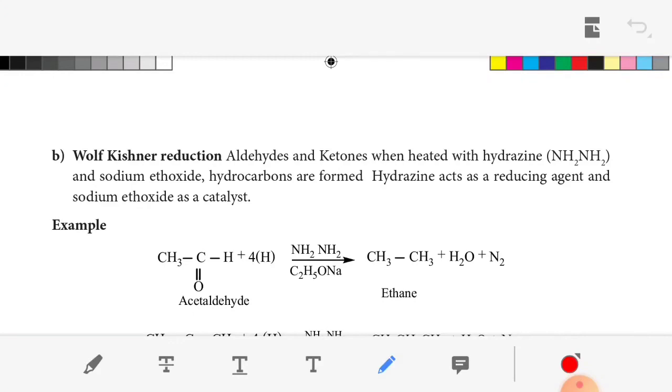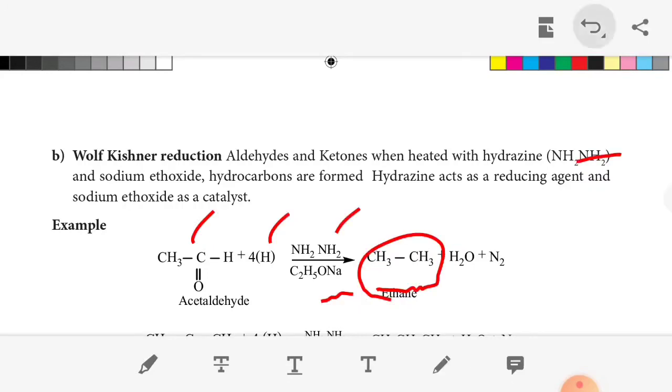In the Wolff-Kishner reduction, aldehyde and ketone react with hydrazine and sodium ethoxide. What is the formula of sodium ethoxide? C2H5ONa. Hydrocarbons are formed, so in this method we can prepare hydrocarbons. Hydrazine acts as a reducing agent. In acetaldehyde reduction we add hydrogen, with hydrazine and sodium ethoxide as catalysts. We get the hydrocarbon CH3CH3, with removal of N2 plus H2O.